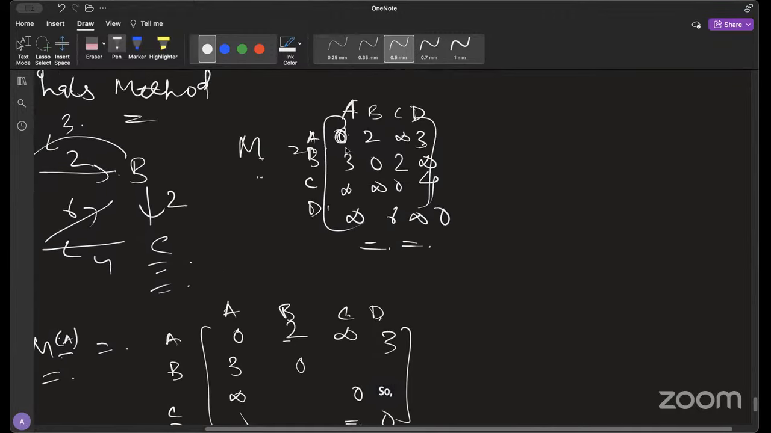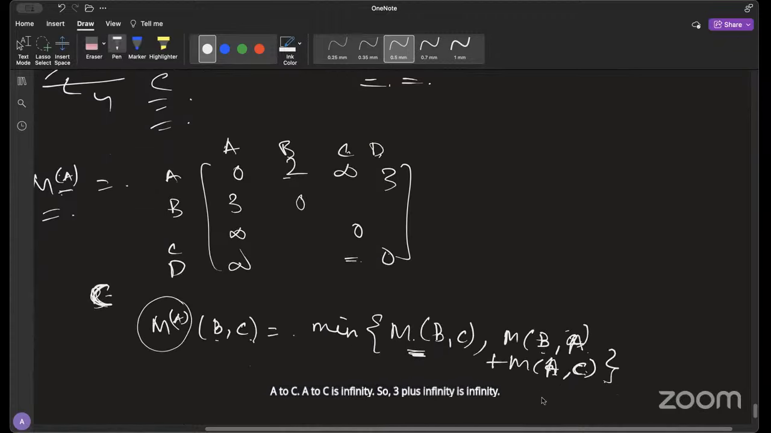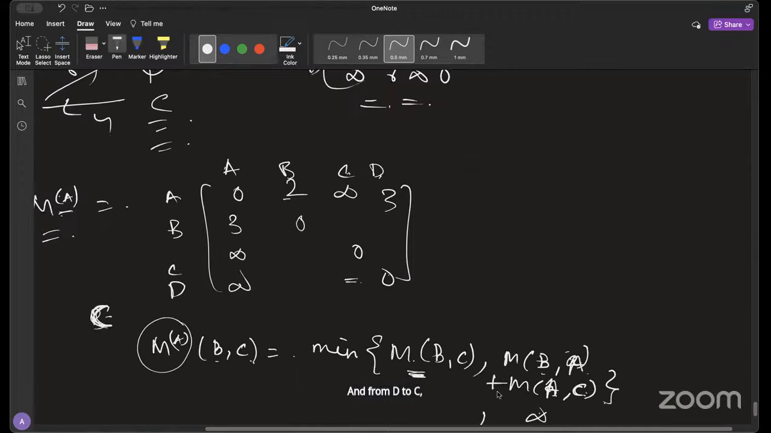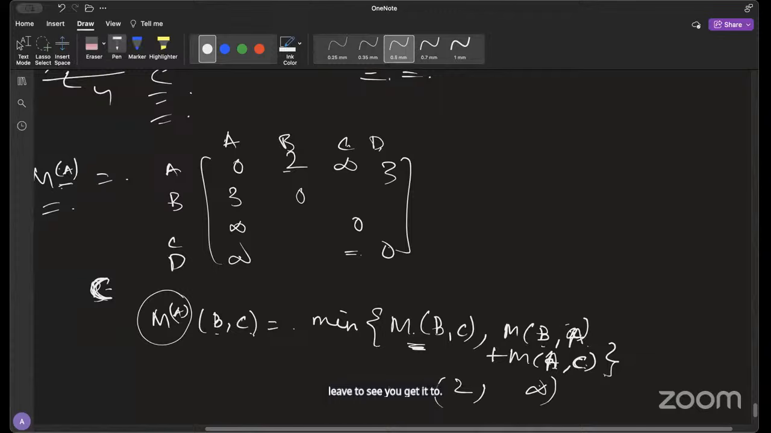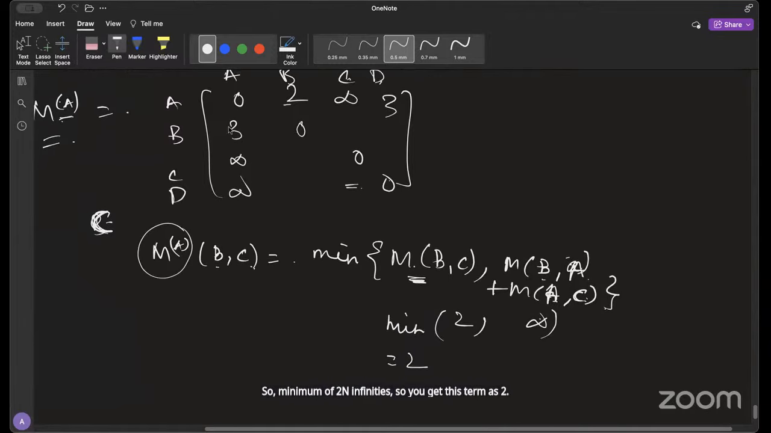So B to A here is 3, right? And then A to C is infinity. So 3 plus infinity is infinity. So in this case, you'll get an infinity here. And from B to C, you get a 2. So minimum of 2 and infinity is 2. So this BCth term will be 2. Similarly, you do this for all the other terms.